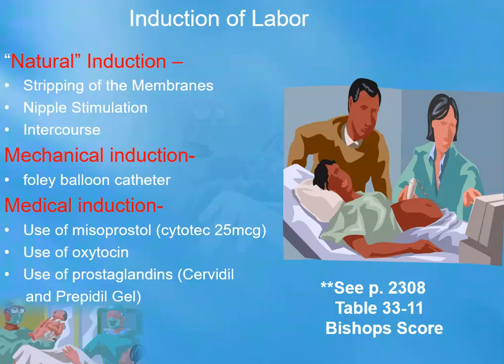Refer to table 33-11, the Bishop score on page 2308, and that gives us criteria in order to induce. They usually have to meet a certain criteria with cervical dilation, the effacement, and the station to, I guess you could say, qualify or get induced. So that is what you want to review. It's called the Bishop score.